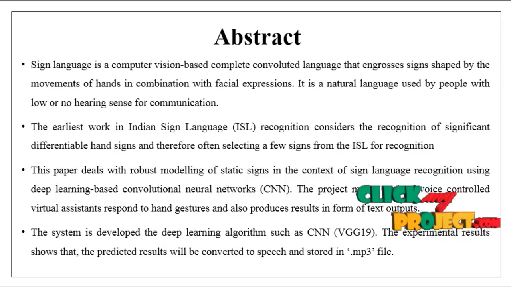This paper deals with robust modeling of static signs in the context of sign language recognition using a deep learning based convolutional neural network. This project makes a voice-controlled virtual assistant respond to hand gestures and also produces results in the form of text outputs. These systems use deep learning algorithms such as CNN VGG19. The experimental result shows the accuracy, and the predicted result is converted to speech and stored in an mp3 file. So this is the overview of our project.